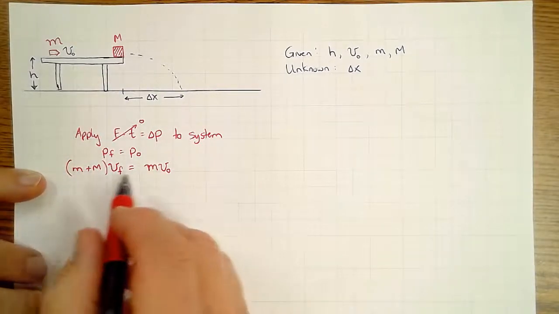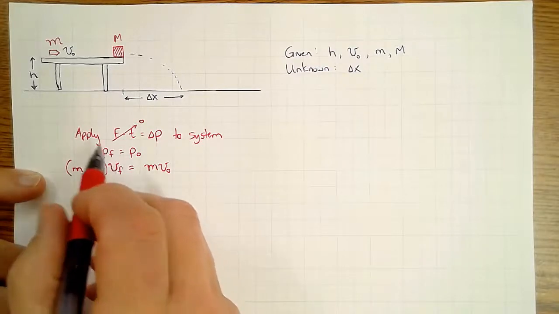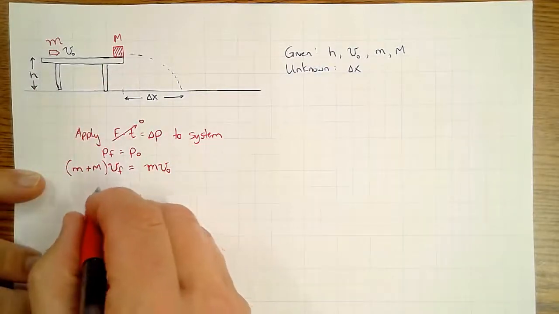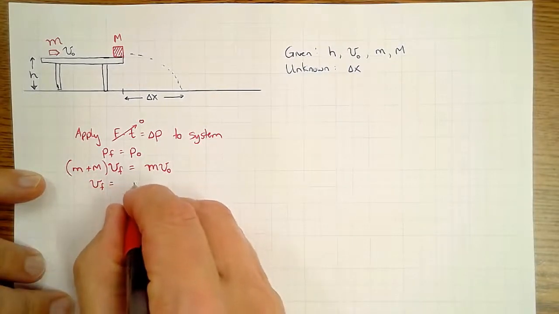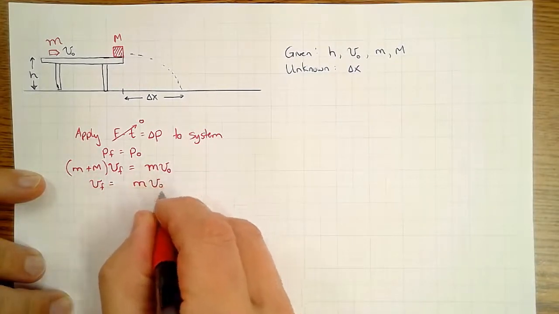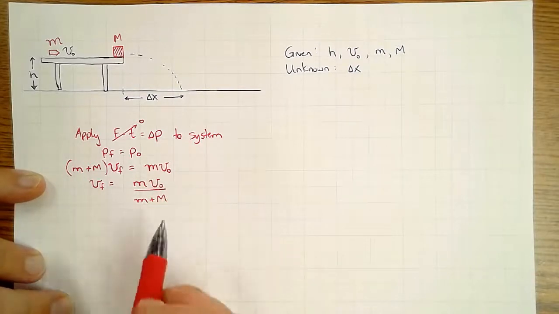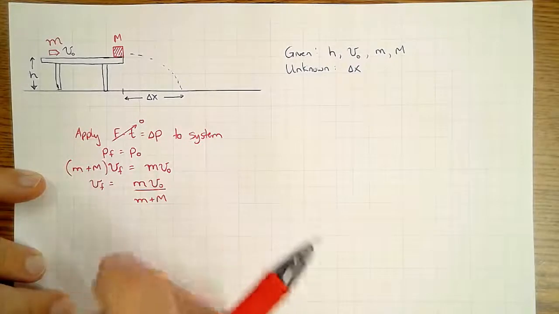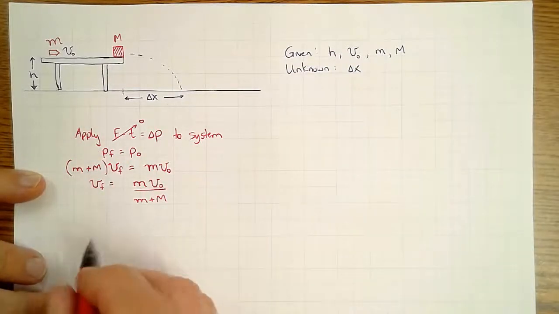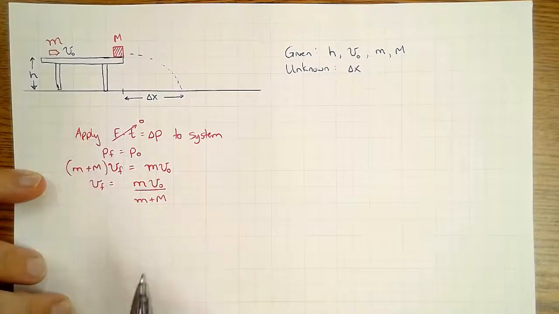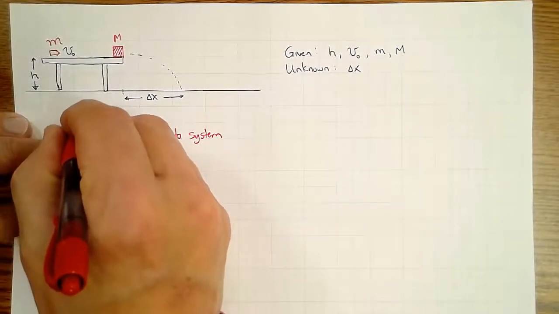Okay? So here's what we have. And so I can find the final velocity of the pair after the collision. All right? So v final is going to equal m v naught over little m plus big M. That's the velocity of the pair, after the collision, as they leave the table. Okay? So that is for the momentum, the collision. All right? And I might even put on there for the collision.